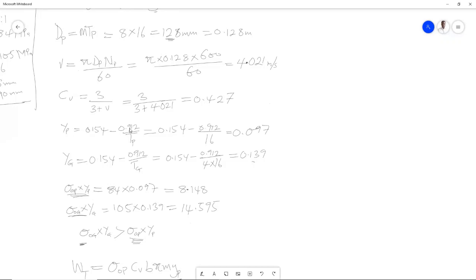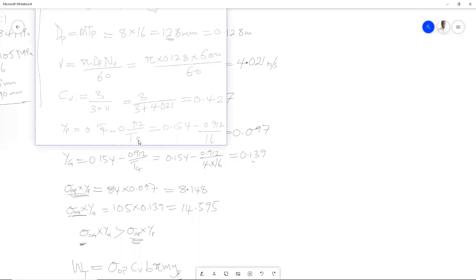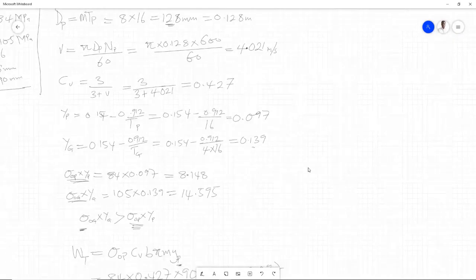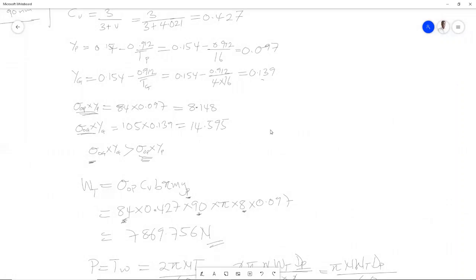Then from there, we determine the YP, which is the Lewis form factor for the pinion and for the gear. They will identify which of the two is weaker, and the one with lesser strength factor, which is the product of the allowable static stress and the Lewis form factor, will give us the deciding factor. So here, between the two, realize that the pinion is weaker because it's having a lesser value compared to the gear. And we are doing this because they are made of similar metals. Assuming the metals are the same, they'll have the same material strength. So the allowable static stress for the pinion will be the same as that of the gear. In that case, you don't need to determine this product here. You just know straight away that the pinion will be the weaker one.